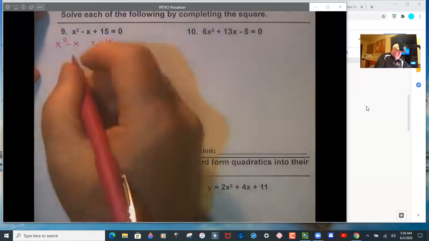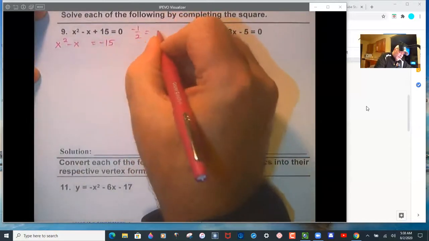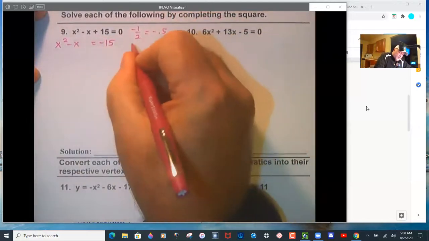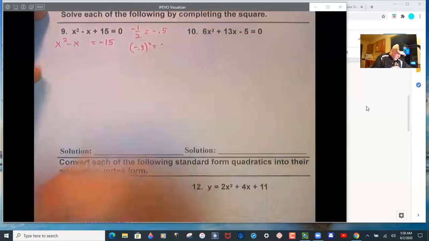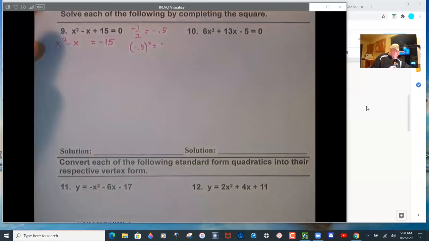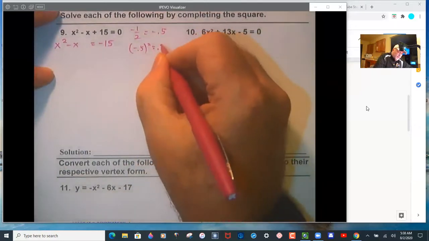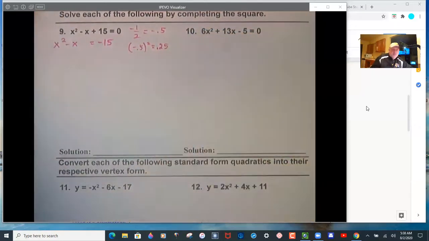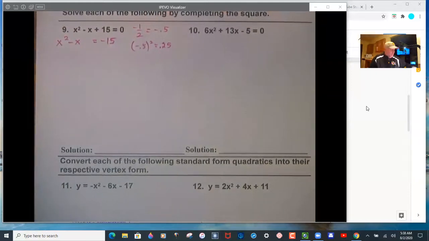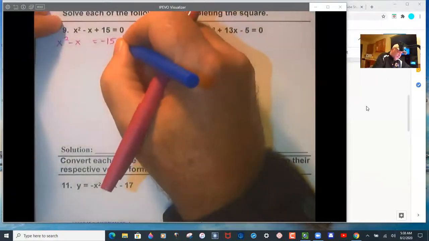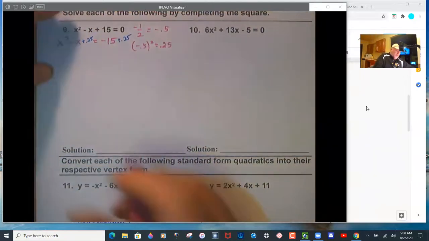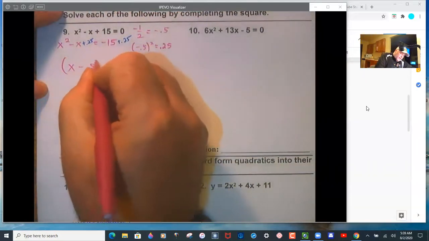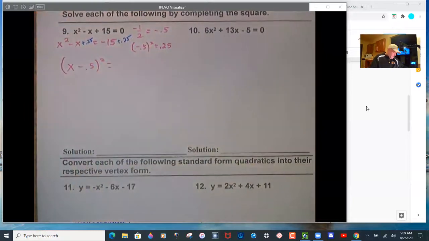But the solutions will not be nearly as nice. So -0.5, then we want to square that. So positive 0.25. So that's what gets added to both sides. And then the left is x minus 0.5 squared equals -15 plus 0.25.